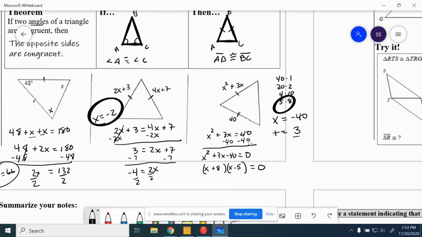Remember, order doesn't matter here at all. You could have the negative 5 in the first bracket and positive 8 in the second. Doesn't matter. All right, now what are the actual x values? What number plus 8 equals 0? Well, that would be negative 8. And what number minus 5 equals 0? That would be positive 5. So these are your two values of x. Okay?